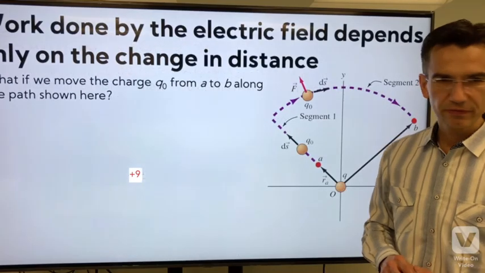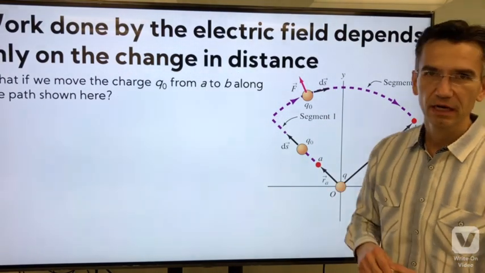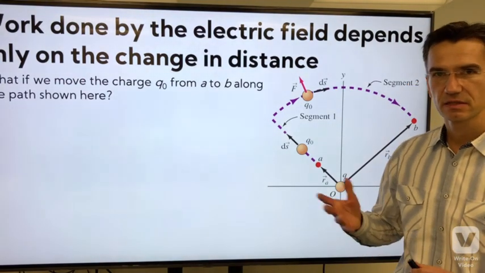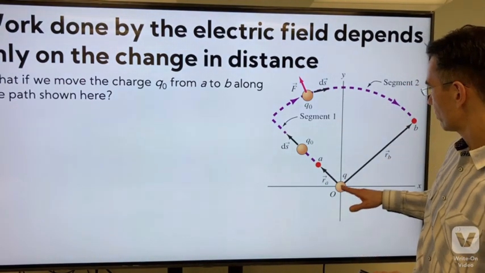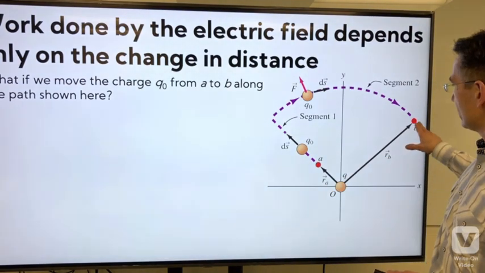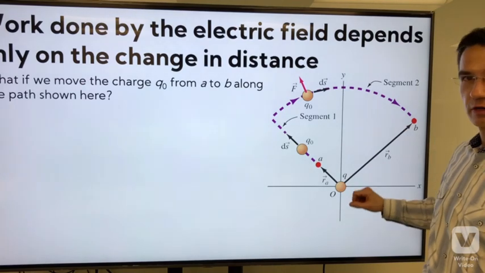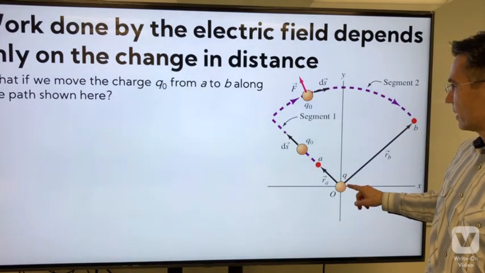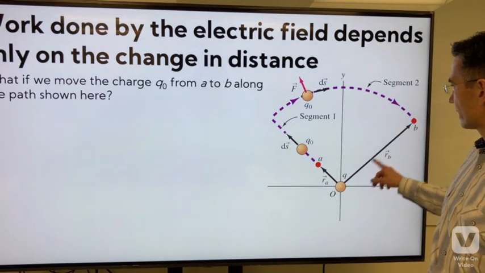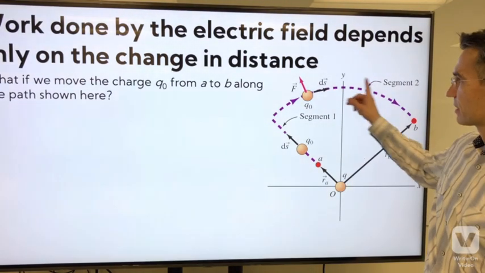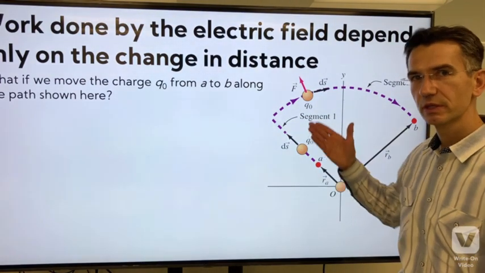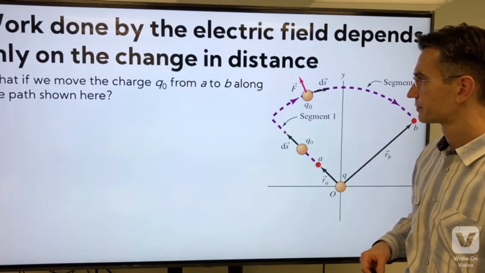So let's revisit this part where the work done by the electric field really depends only on the change in distance. It does not depend on the path. So if we wanted to move charge Q naught from, say, point A here to point B, and we're in the field of charge Q, what matters really is only the change in distance between RA and RB, and the actual path will not matter. And we can choose the simplest possible path if we wanted to integrate the amount of work that is done.